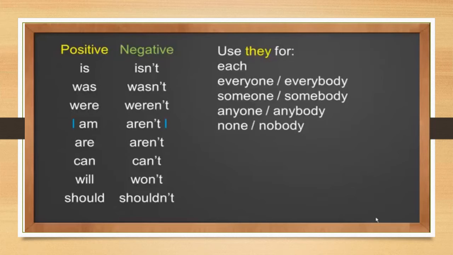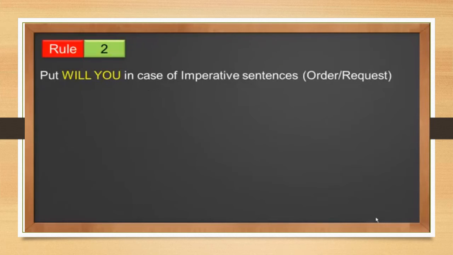Use they as the pronoun after the question tag for each, for everyone or everybody, for someone or somebody, anyone or anybody, none or nobody. Use they. Rule number 2. Put will you in case of imperative sentences, means order or request sentences. If there is an order or request sentence, use will you.